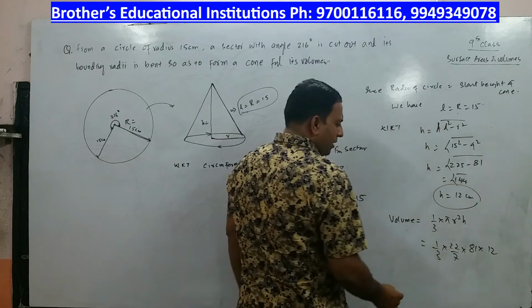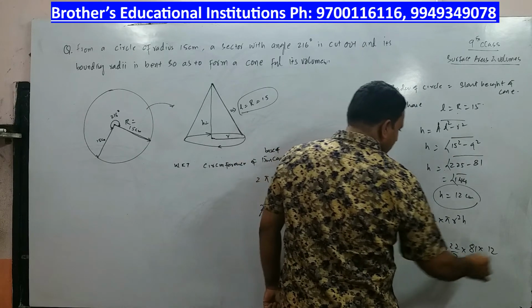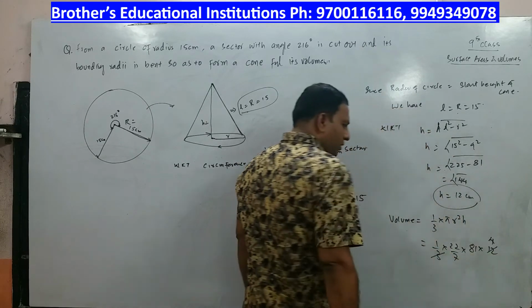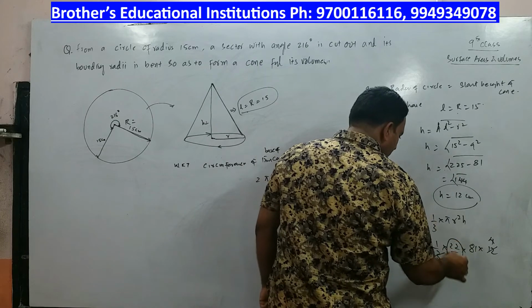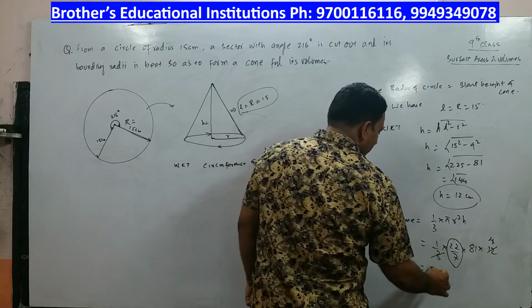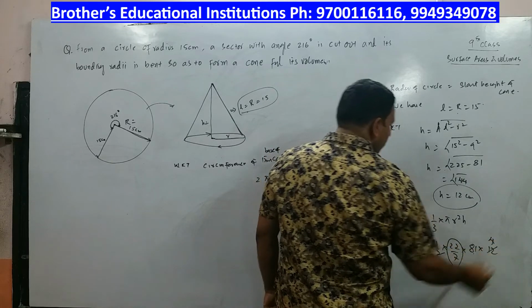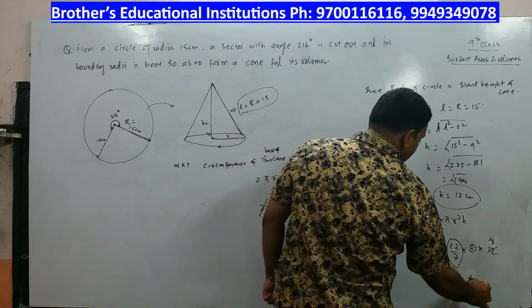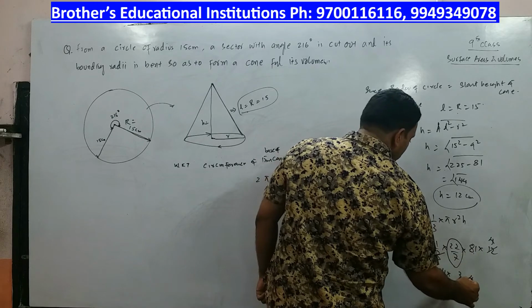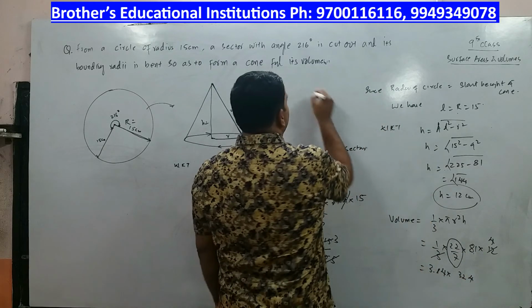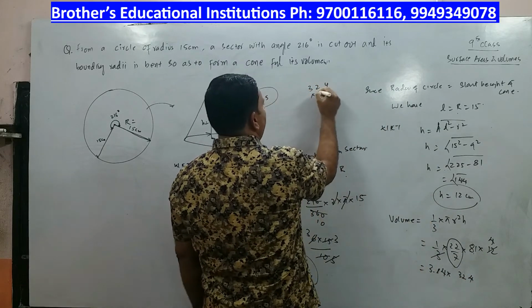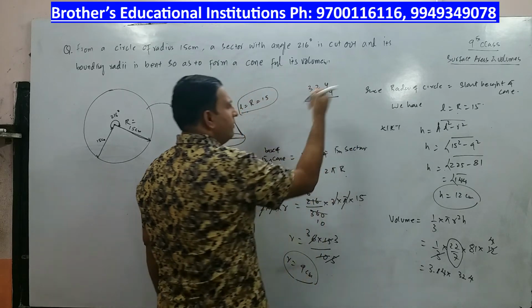Any cancellations possible? Of course, 3 1s are 3, 3 4s are 12. Further any cancellations? No sir. You have 22 by 7. Now 22 by 7 can be written as 3.14, into 81 into 4. What is 81 into 4? 4 1s are 4, 8 4s are 32, 324. So you can multiply 324 into 3.14. The decimal point we will adjust later on.